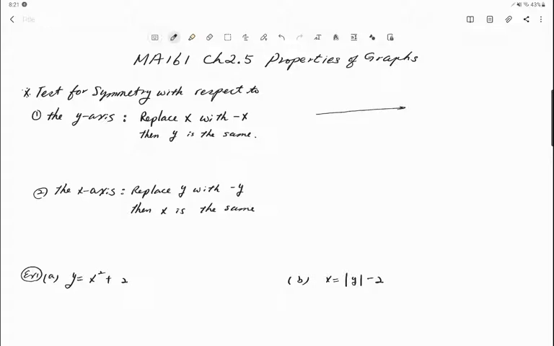Here's the x-axis, y-axis. We know the graph of y equals x squared. What's the graph of x squared? Isn't it the parabola, U shape, opens upward, right? Looks like this. Let's say x equals 1, then y is 1, and x is negative 1, then y is also 1, right? So when you replace the variable x with negative x, y is still the same.